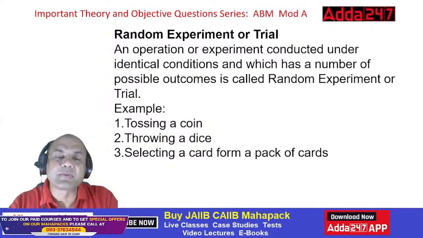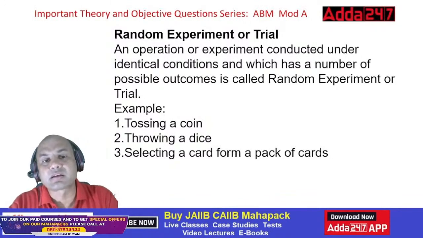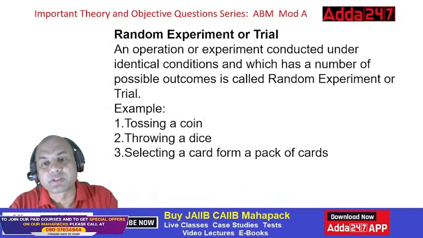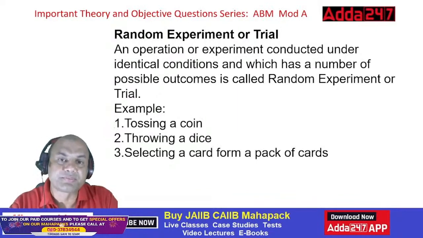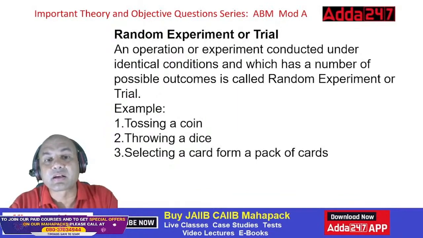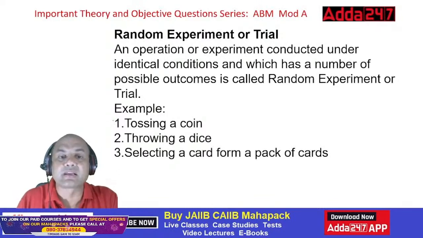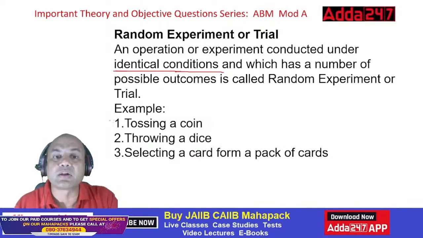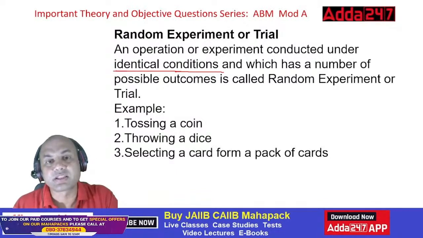So what is a random experiment? An operation or experiment conducted under identical conditions and which has a number of possible outcomes is called a random experiment or trial. Look at this, identical. This is important. Identical conditions means those conditions which are similar. Two boys are identical, two girls are identical, it means they are similar looking. Two countries are identical, it means their culture is similar. That is known as identical.